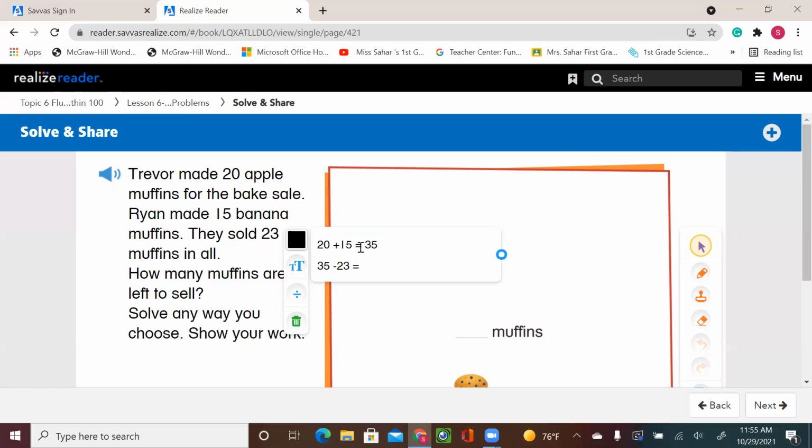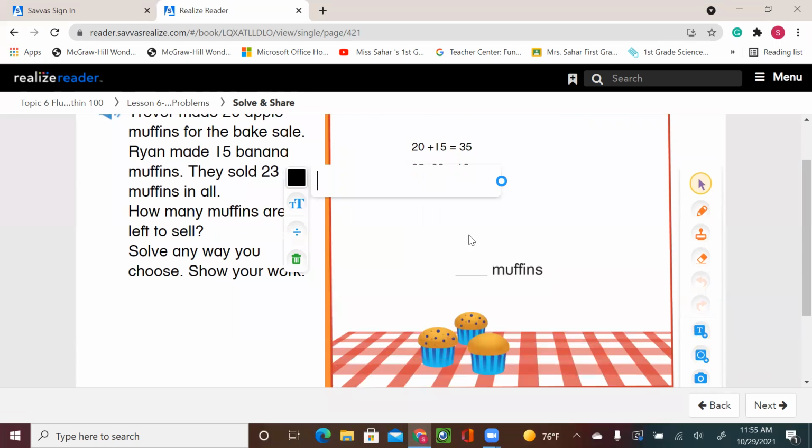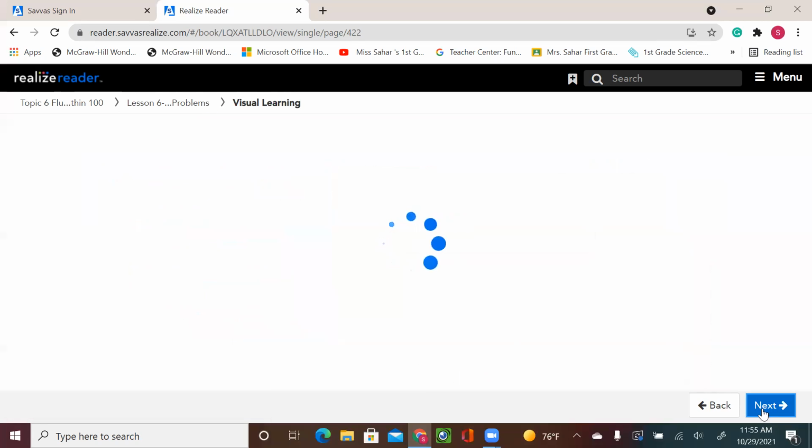So 35 minus 23 equals 12. I don't need to regroup. That's an easy subtraction equation for me. So they have 12 muffins left. And you can write that there are 12 muffins left with them. So for this problem, I needed to do two steps. I need to find the total and then subtract what they sold to find how many muffins are left with them. All right, so let's go to our guided practice.